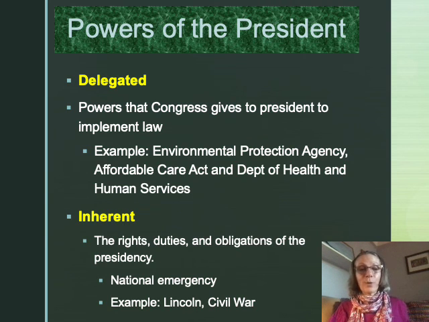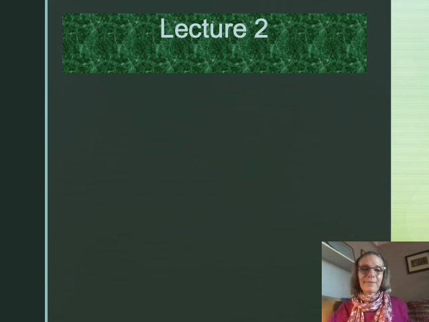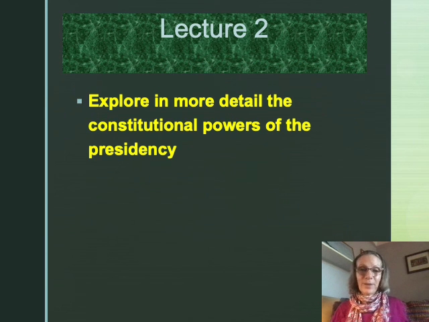So read in your textbook about particularly Abraham Lincoln and other presidents and examples of the inherent power of the presidency. Okay, that's it for this lecture. And in our next lecture, lecture 2, we're going to explore in more detail the specific constitutional powers of the presidency, such as their military powers, their diplomatic powers, their judicial powers.